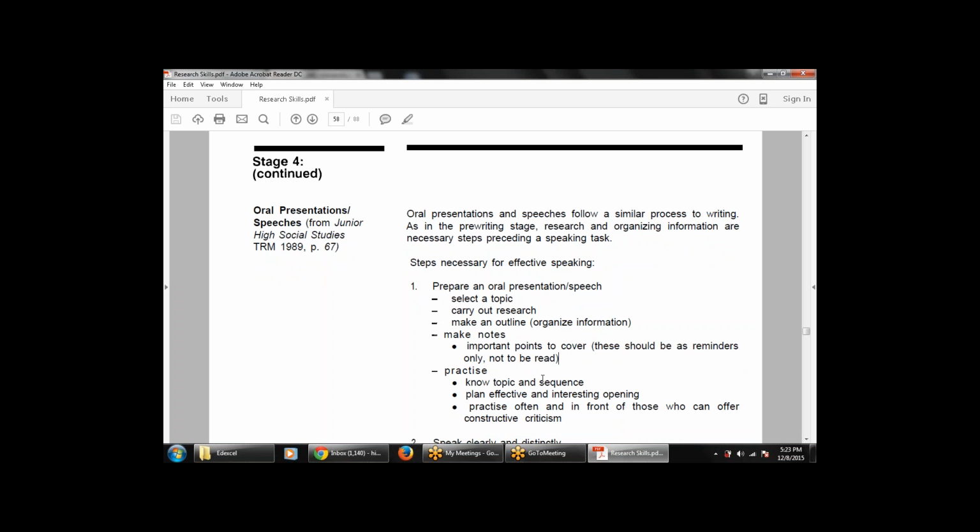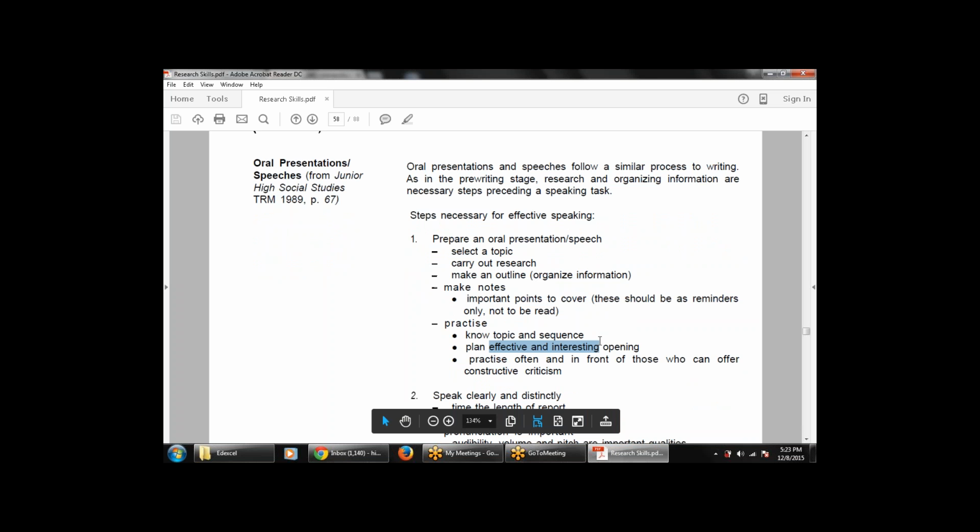Then practice, that is, practice all the concepts that are part of the oral presentation or speech. Know the topic and the sequence, plan an effective and interesting opening, and practice often in front of others who can offer constructive criticism. This is the part on preparing an oral presentation, a step used for effective speaking.